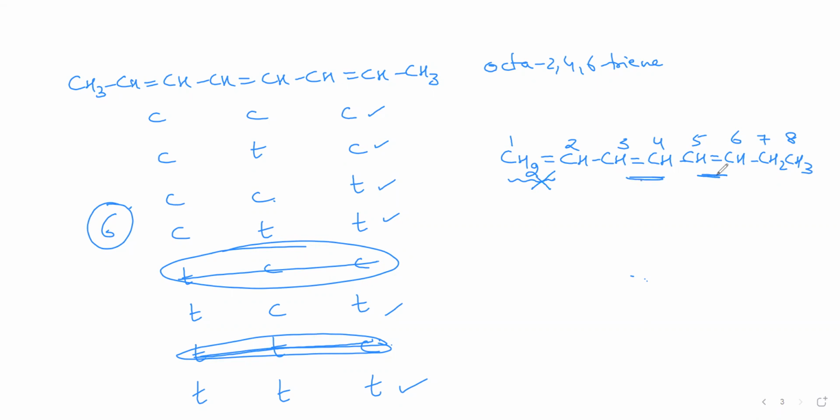So you can have cis here and cis here. You can have cis here, trans here. You can have trans here, cis here, or you can have trans at both. Yes, now it has 4. See, I'm showing it here. What is the configuration here? Both of them are cis. Yes.